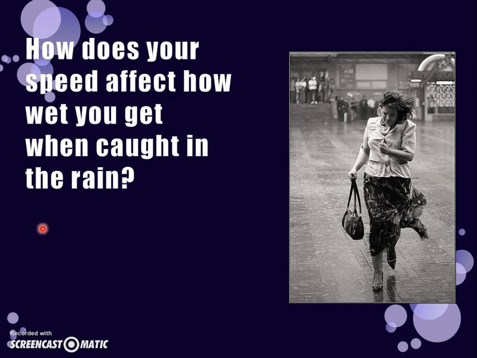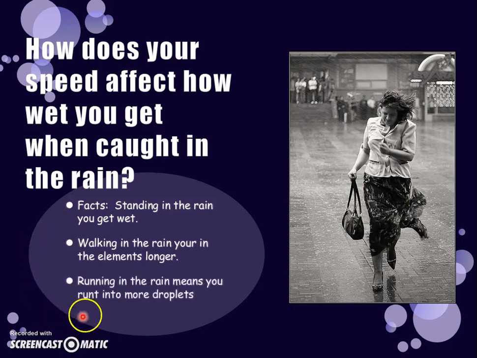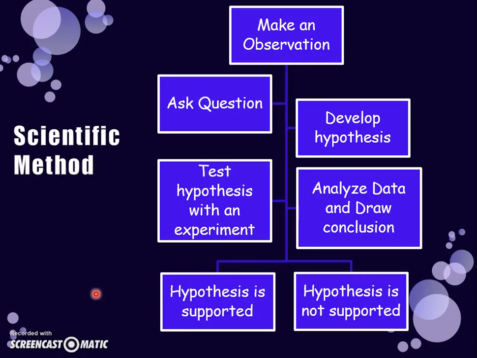So remember I talked about doing the scientific method? Well, let's think about this. How does our speed, whether you walk or run or jog or stand still in the rain, affect how much rain, how wet you get? There are some facts that we know. We know that just standing in the rain, you're going to get wet. Walking in the rain, you're in the elements longer. And running in the rain, you run into droplets. So how do you know what to do to be not as wet?